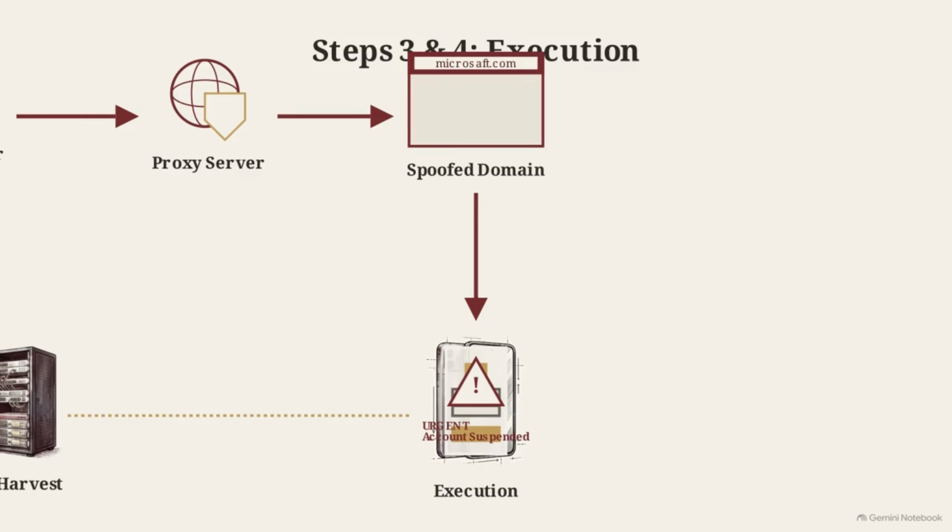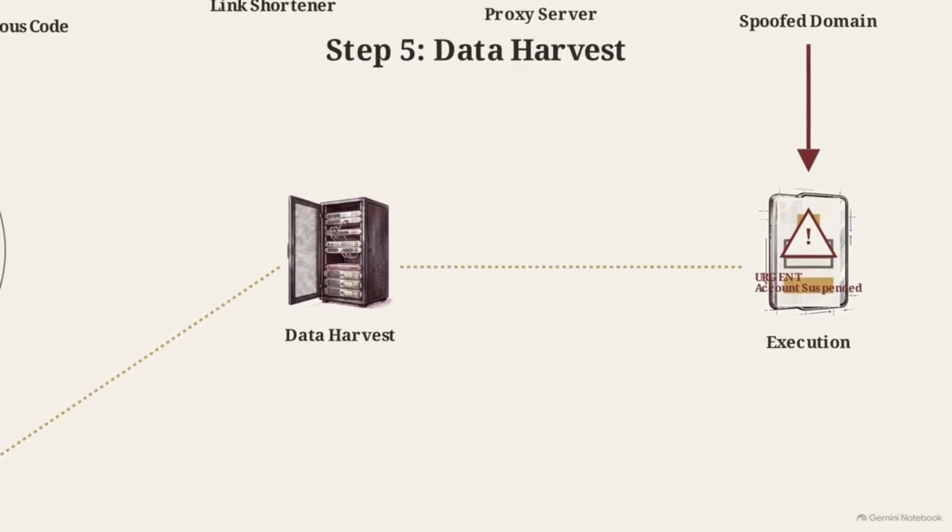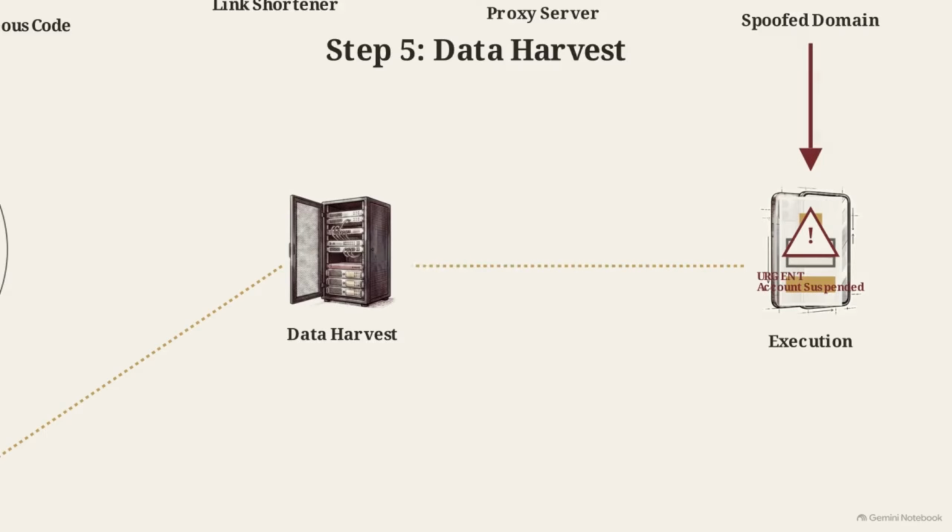Steps 3 and 4 occur at the moment of execution. Your phone camera translates the code and redirects your browser to a pixel-perfect clone of a legitimate website. These pages use high-pressure warnings, such as an account suspension notice, to induce panic and force a rapid response.